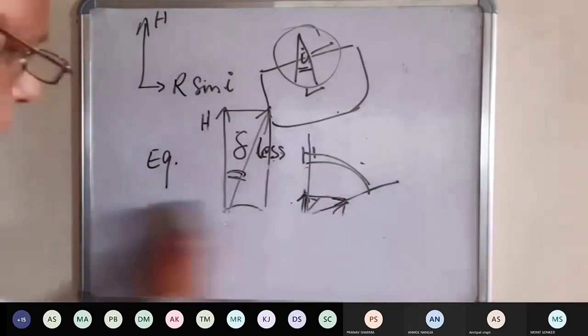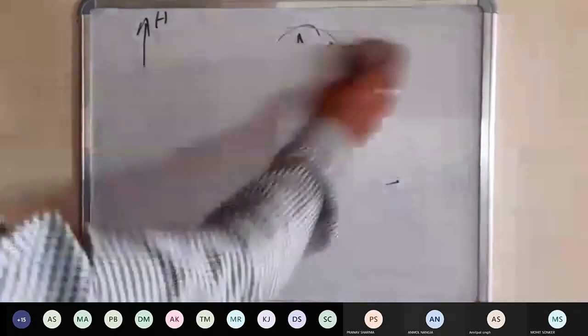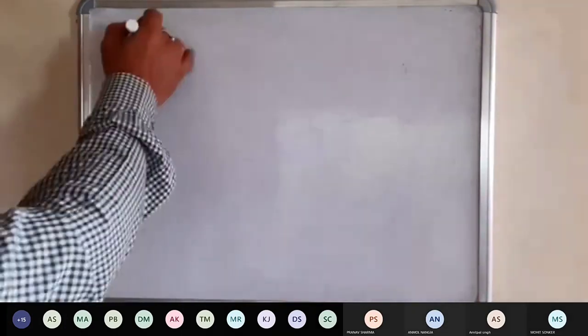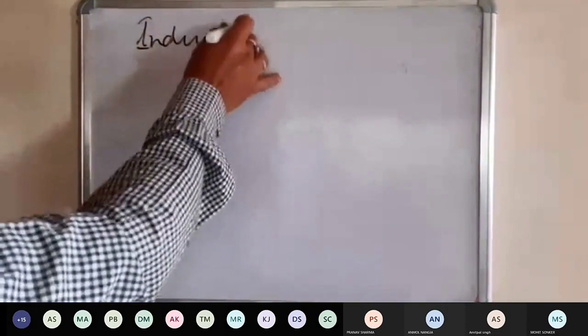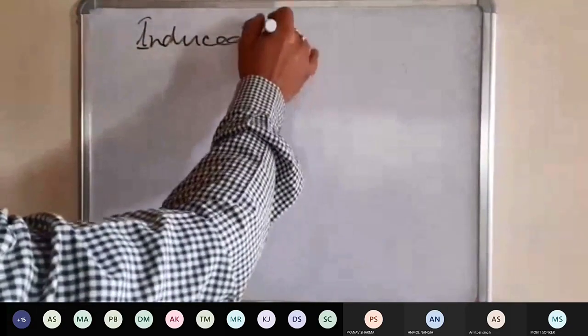Are we good? Yes, sir. All right. So the other reason for this heeling error is induced magnetism.